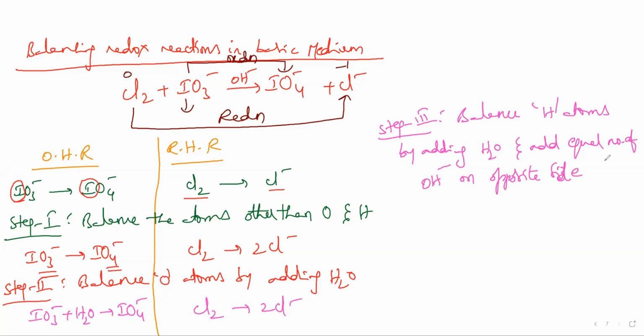Now this you should understand very clearly. Balance hydrogen atom. On the opposite side you have to add the same number of water molecules. IO3 minus plus H2O gives rise to IO4 minus. How many hydrogens deficit? 2. So 2 H2O. The same number of OH minus you have to add here, 2 OH minus on the opposite side.